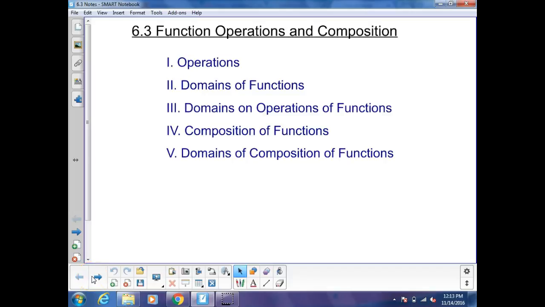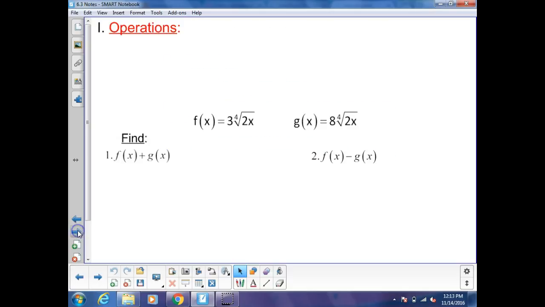So section 6.3, the first thing that we're going to deal with is operations. Now, operations are relatively simple, but now we're dealing with polynomial type functions. So we have four basic operations that we are going to be doing.